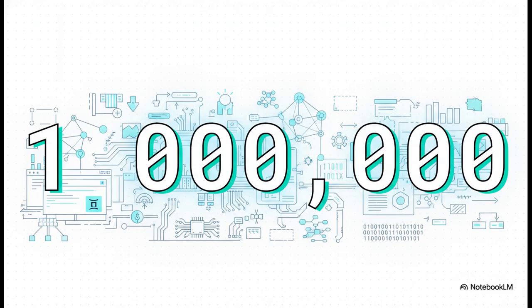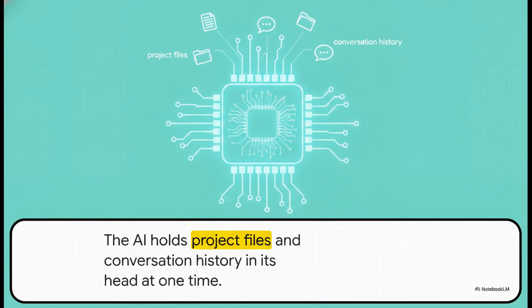When we talk about AI models and technical specs, this represents a staggering, game-changing leap in capability. But what does a 1 million token context window actually mean for you in practice as a developer? It means the AI model can hold a massive amount of your project files and your entire ongoing conversation history in its head at one single time.